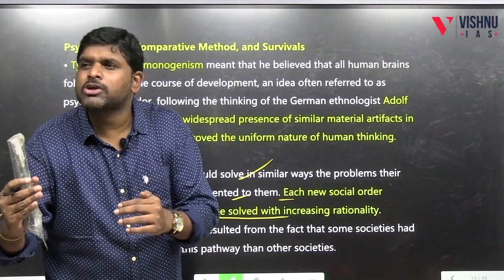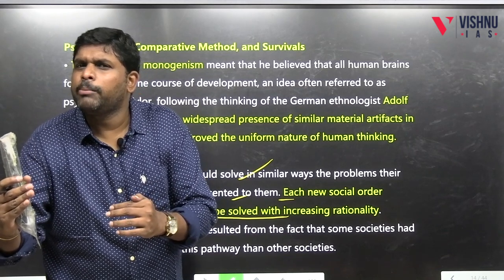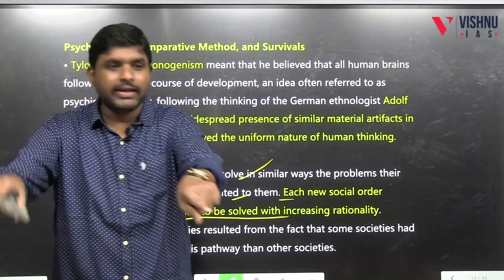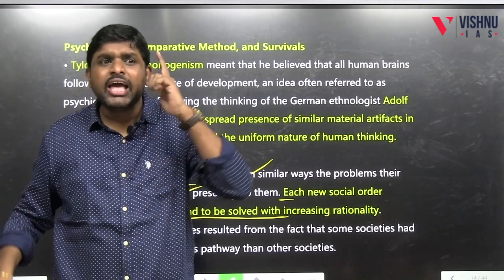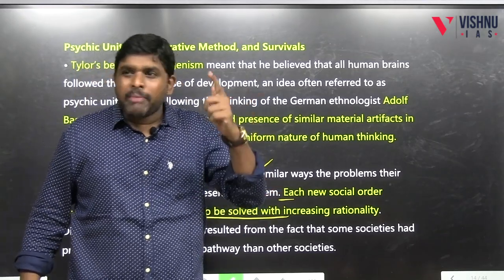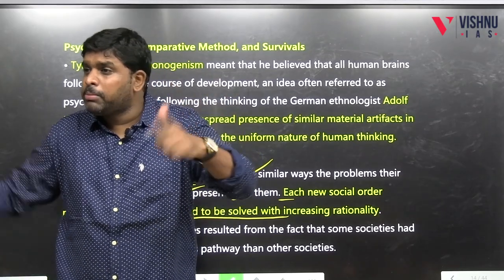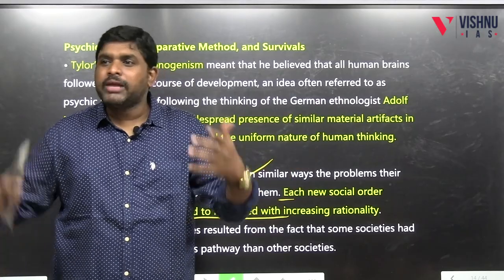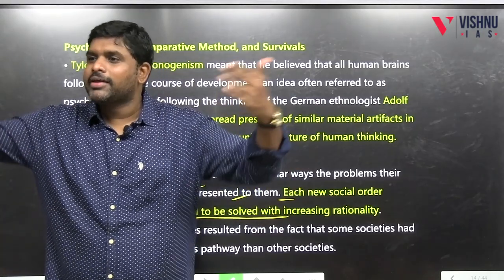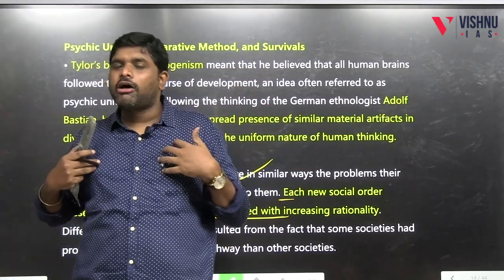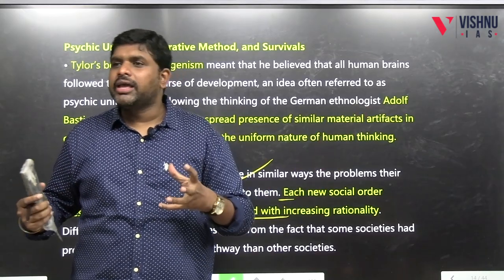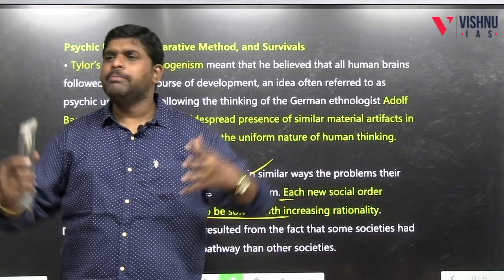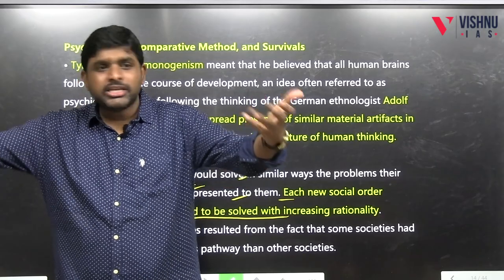As time goes on, the problems are becoming complex. When the problems are becoming complex, I am addressing them more scientifically. As I am addressing more scientifically, I am becoming more civilized. So man is becoming more civilized because the problems are becoming more complex. As the problems are becoming more complex, the evolution is happening. Big game. Alone I cannot. So I want a companion. So I am taking a companion. 2 people, 4 people, 10 people. So the evolution is happening.